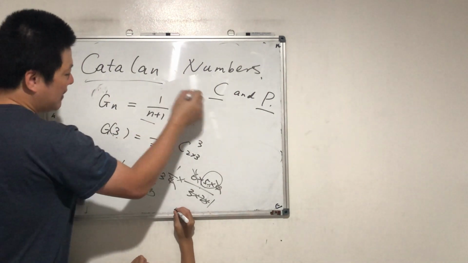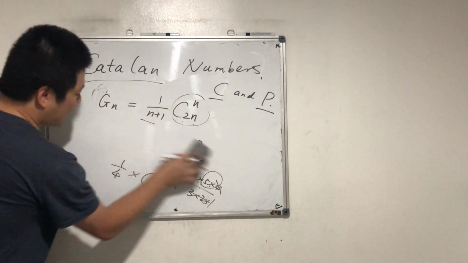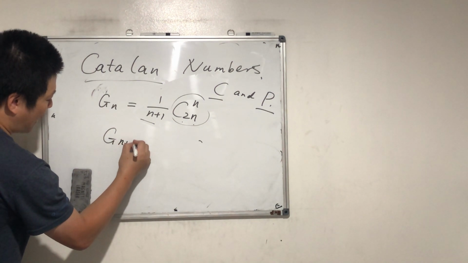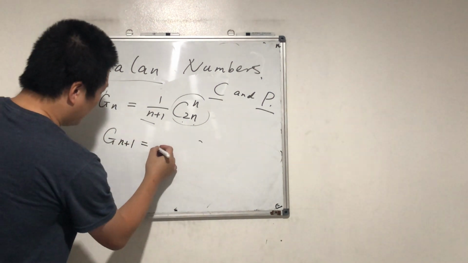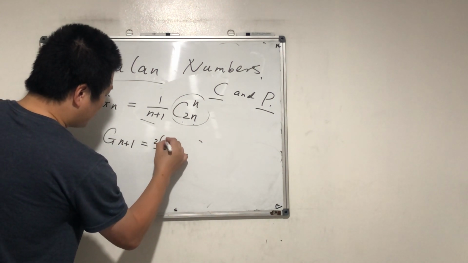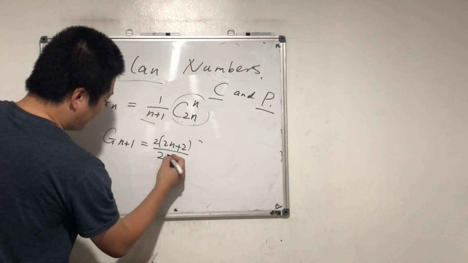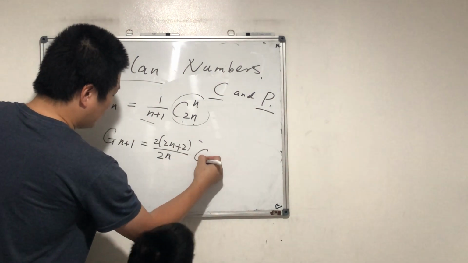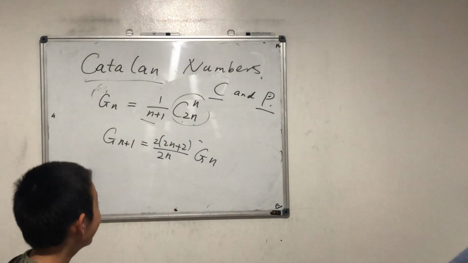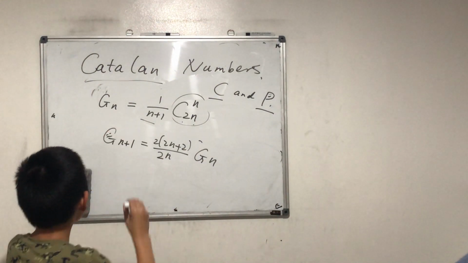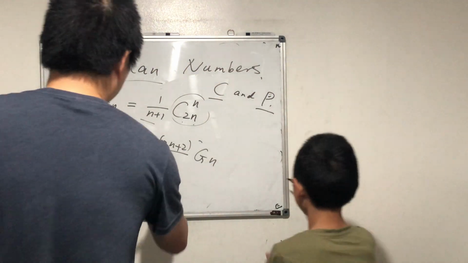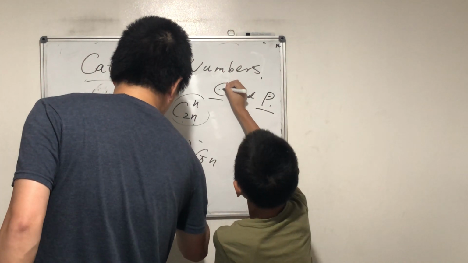G_n equals 1 over n plus 1 times C(2n, n). And then it has a recursion depending on the previous one: G_(n+1) equals 2 times (2n plus 1) over (n plus 2) times G_n. I think it's that, but I'm not sure. I have to look it up.